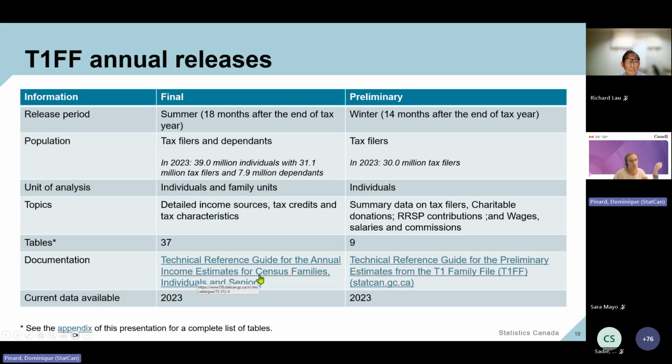If you are interested in more information about that, you can always use the links that are provided in this slide, where the left is for the release that's more detailed, the right is for the release that's a little more limited. And for the final release, there are 37 tables. You'll see at the end of the presentation an appendix. I'm not going to go through them. In the appendix to this deck, there is a list of everything that's been released from TIFF.